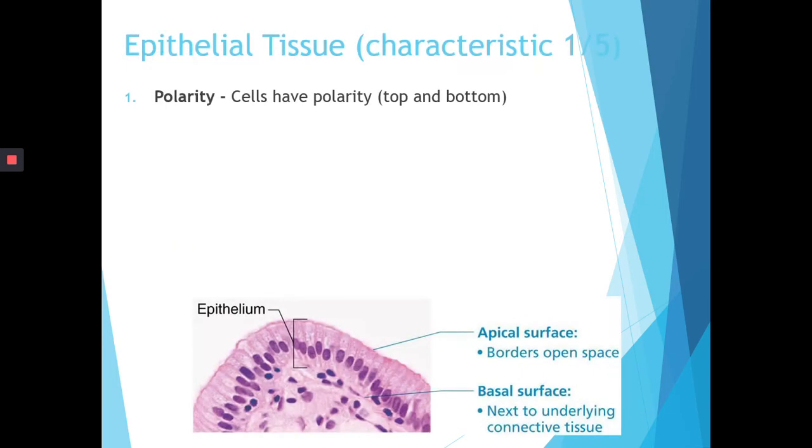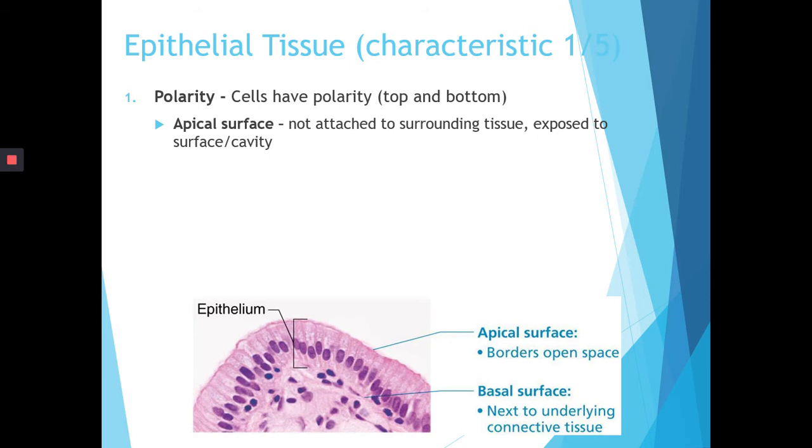So again, like I mentioned, as we talk about polarity, all we're basically saying at that point is all cells will have a top and a bottom. If we look at our image here, we can begin to see what we call our apical surface. That word apical, the root word there is apex, so we're talking about the top of the cell. Typically that is going to border some type of open space. As we see, it's not attached to the surrounding tissue. It's exposed to a surface or exposed to a cavity, so it's really the top part of the cell.